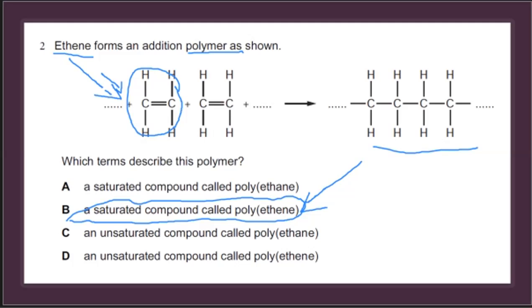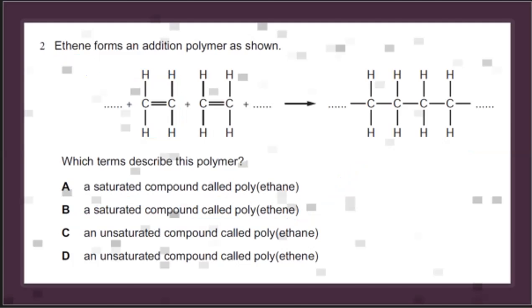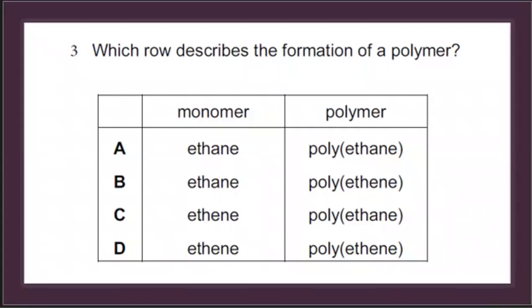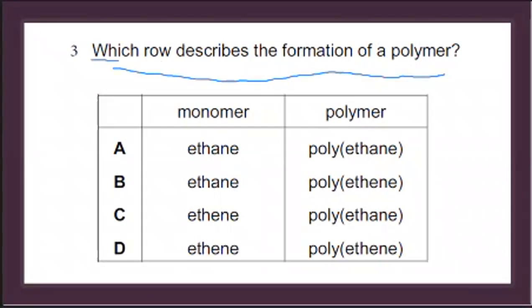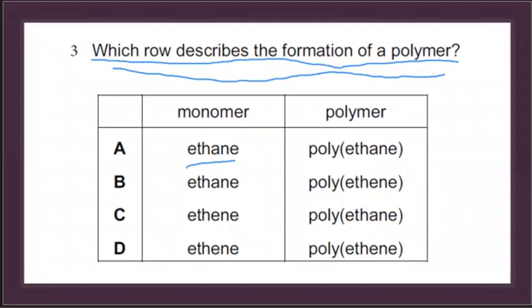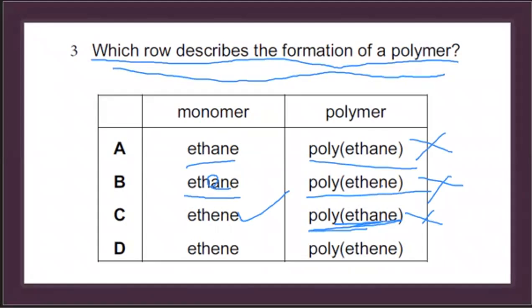All right, so let's go forward to the question that we are doing now. Which row describes the formation of a polymer? They give us ethane and polyethane, so we know that's wrong. They give us ethane and polyethene. That's wrong. It should be ethene giving us polyethene. They give us ethene and polyethane. That's wrong. It should be the alkene. They give us ethene and polyethene. So the answer should be D as in dog.